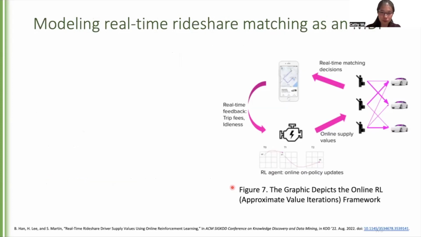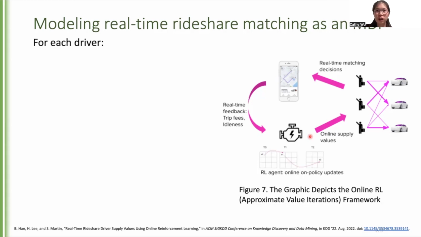Okay, so just to remind you, what we're doing in this problem is we're going to determine for each driver the state, action, reward, transition, horizon for this rideshare matching problem.